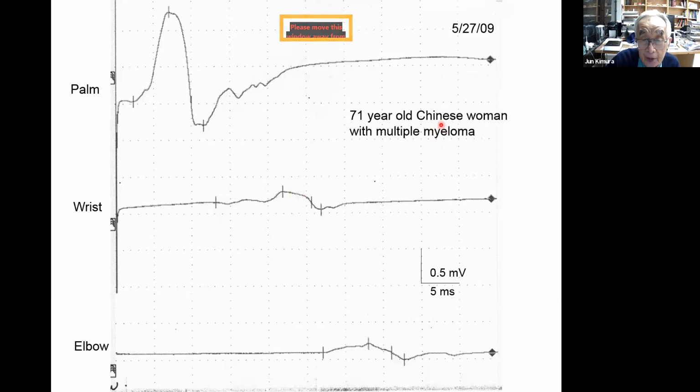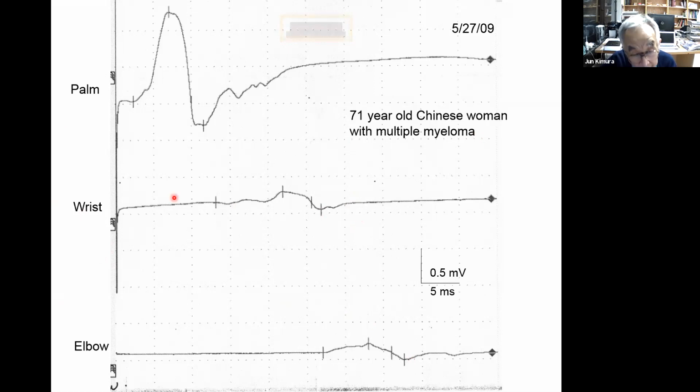This is a Chinese woman I saw in Beijing, where I go regularly, maybe five times a year, and I see all kinds of patients there. But this patient had multiple myeloma and associated neuropathy, and she could not move the thumb very well. And when we stimulated the median nerve at the wrist, the response was very bad. Elbow, very bad. If these are the only things you do, you would come to the conclusion that the nerve is already lost and only a very small response is recorded.